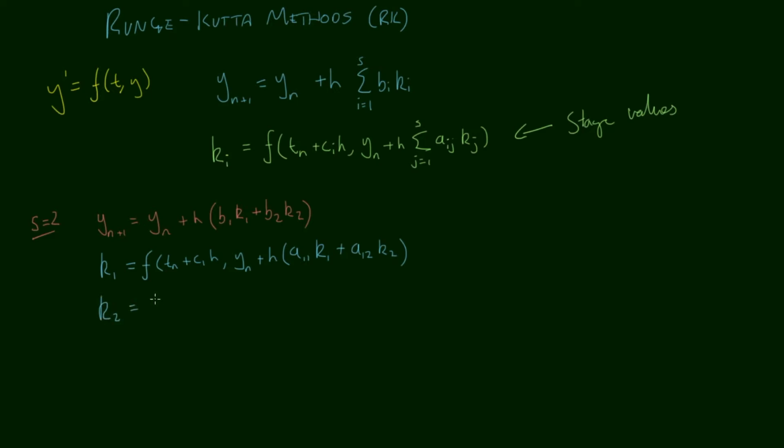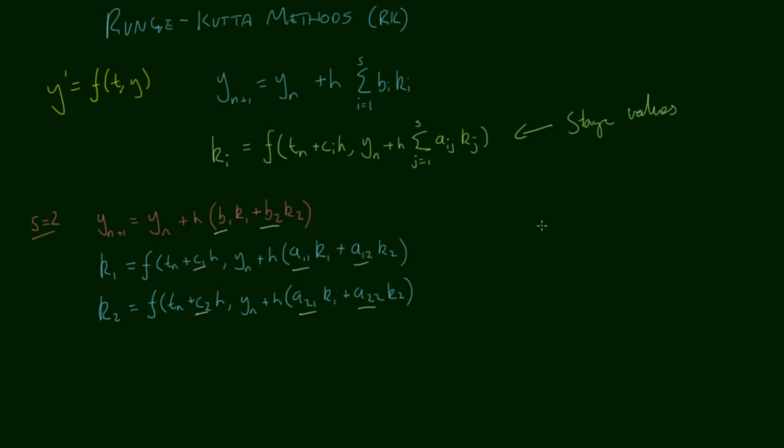The second stage value is similar, except where we have an i subscript, we've got a 2 instead of a 1. Okay, so those are our 2 stage values. The values of b_1 and b_2, c_1 and c_2, and our a values here, these are what specify what our Runge-Kutta method is.